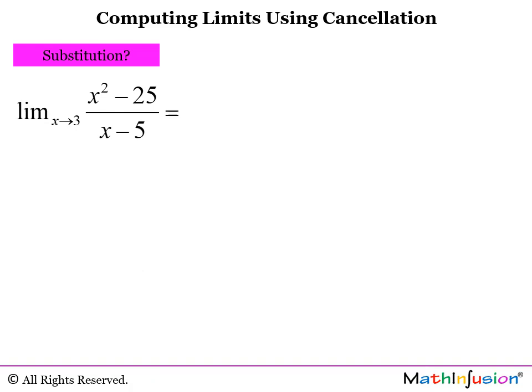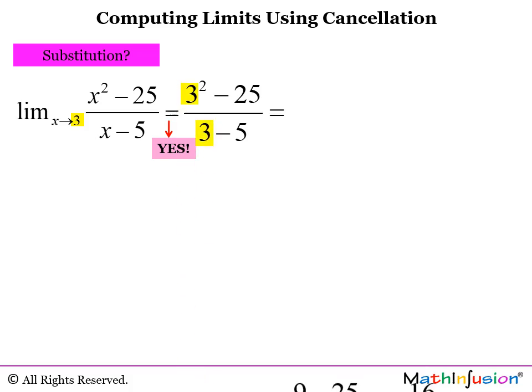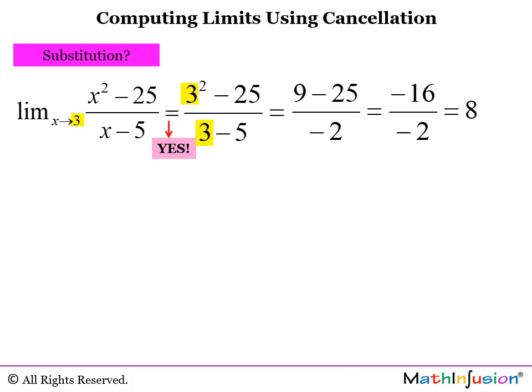Here is an example. The limit of (x^2 minus 25) over (x minus 5) when x approaches 3. The first question is to ask if substitution is possible. And the answer is yes. So we do. We substitute x equals 3 and we get (9 minus 25) over negative 2, and after simplifying we get 8.